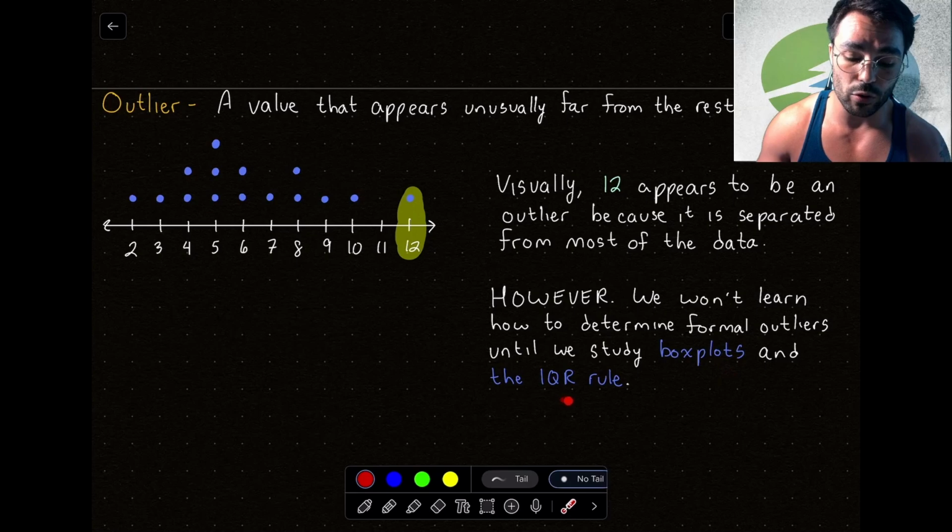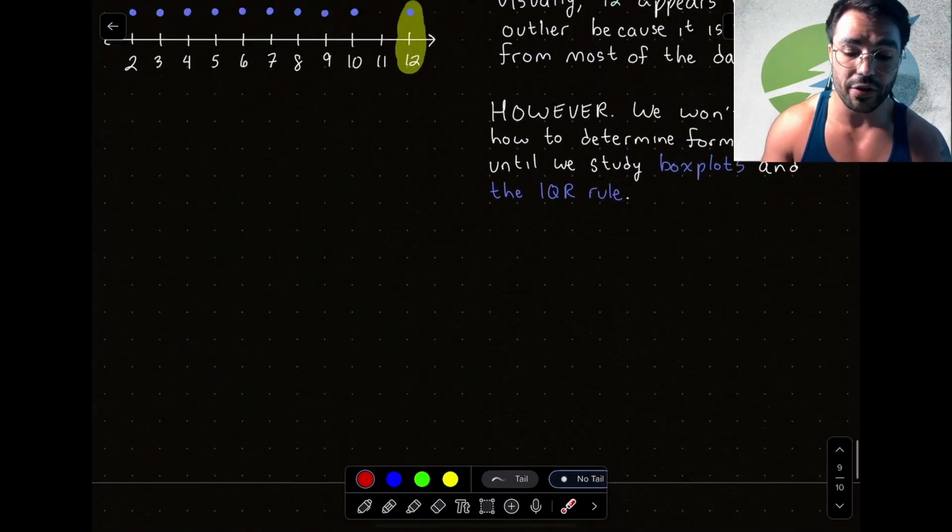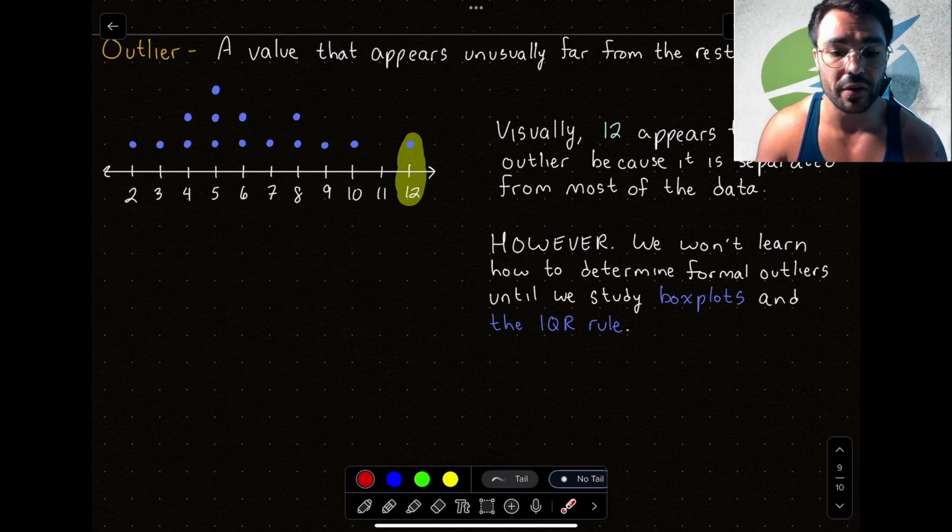There is a formal equation to determine outliers with the IQR rule. Looking at this, 12 may appear to be an outlier, but when we do the IQR rule, which again will be covered in a later video, we will see that 12 is actually not an outlier. And that's everything I have for dot plots. Super simple, easy topic.